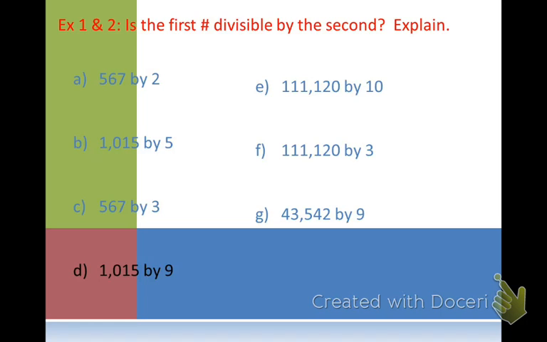So if I look at 567, is it divisible by 2? Well, let's look. 2 is talking about end numbers, so we look at the 7. This 7 is not a 0, 2, 4, 6, or 8, so it's not an even number. So you would say no. 7 is not even.